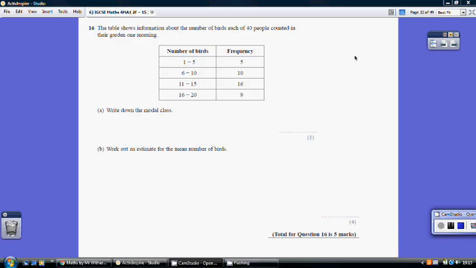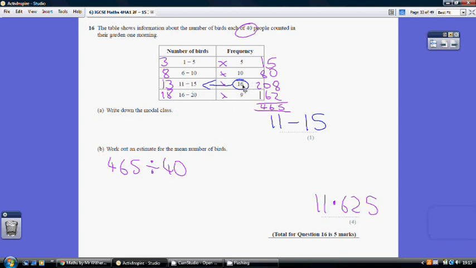Question 16. So the modal class is the class where something happened most often. Well, what happened most often? Well, on 16 occasions, the number of birds that people counted in the morning was between 11 and 15. So 16 is what happened most often. What happened on 16 occasions? The number of birds seen was between 11 and 15. So when I ask for a modal class, you've just got to copy down which of these you think is correct. Well, it's the 11 to 15.